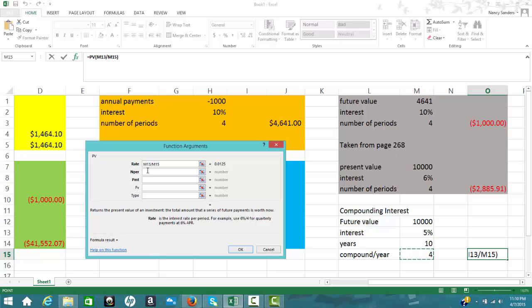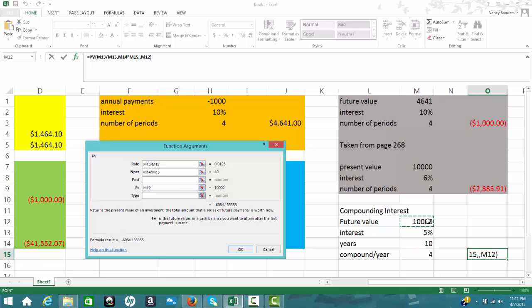Then for the NPER, which is our number of payments, we're going to do our number of years times the number of compounded. Because your NPER is the number of times it's going to be compounded. It's your years times the number of times per year. Whenever you're working with compounding, you divide the interest rate by the same number that you multiply the years by. That's important. They must be the same. And then we know the future value is going to be the $10,000.